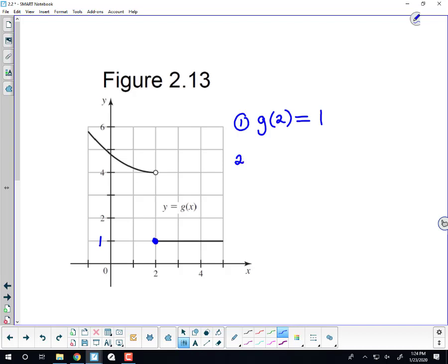So part 2, what is the limit as x approaches 2 from the right?